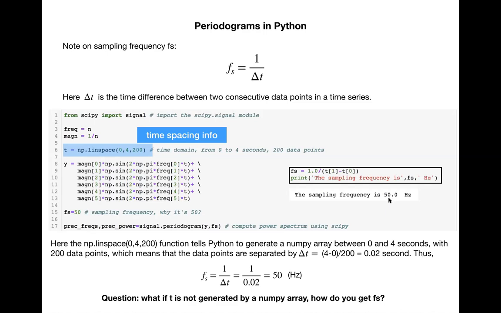Right? So why do we need sampling frequency? Because when you use the periodogram function, you need to specify the frequency, which makes your life easier. You don't have to, it's an option, but if you don't, you need to normalize your frequency after you calculate it, right?